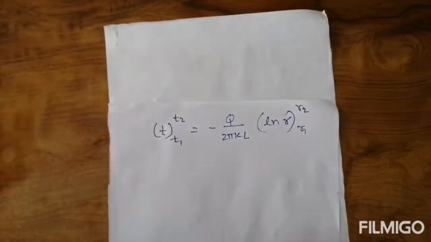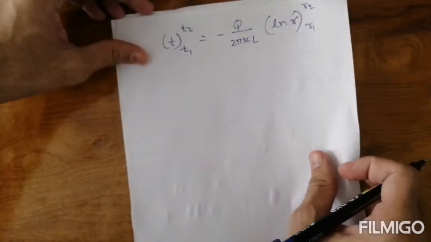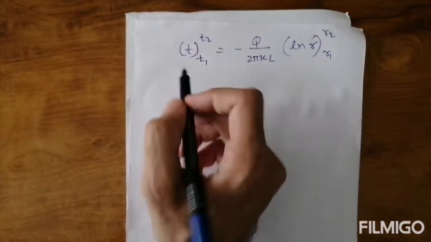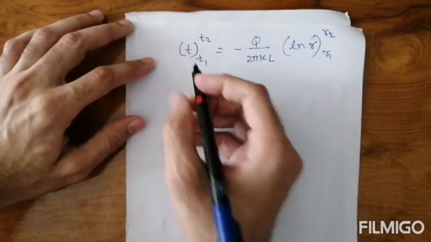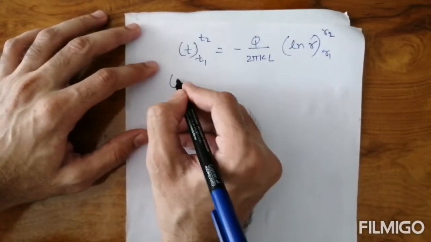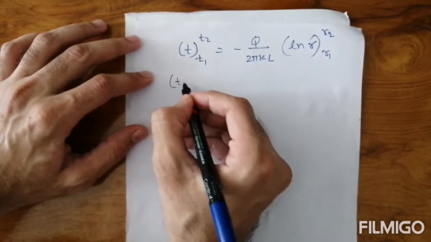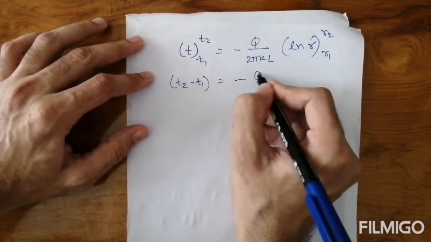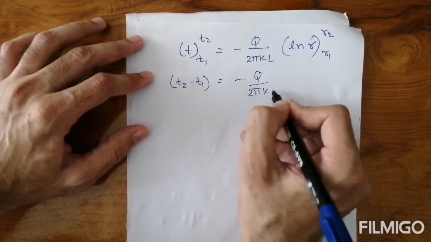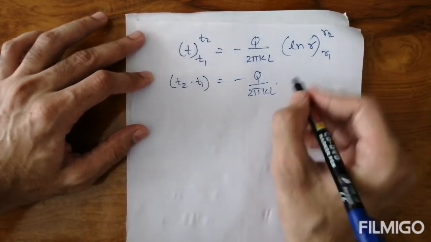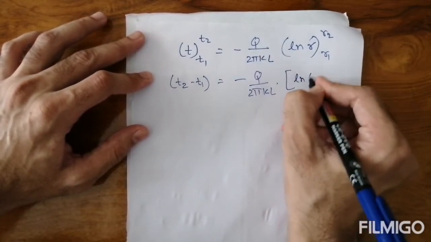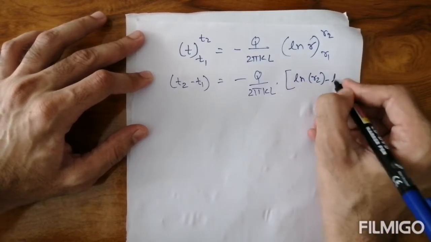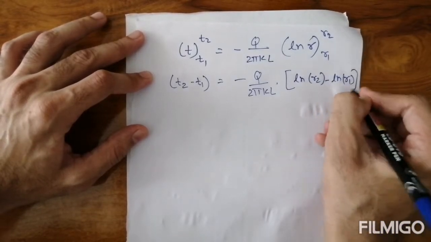Now we just consider that integration will be considered inside. Okay, so the first limit we just consider here. So that will be our first condition, what is it here? We just put T2 minus T1. Similarly here, Q 2 pi KL as it is, and here ln, so it will be ln R2 minus ln R1.